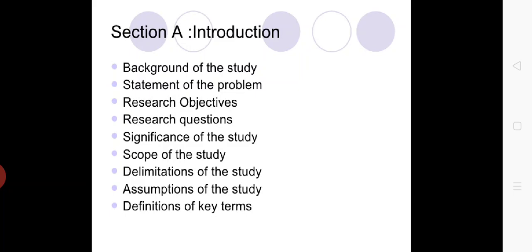So in the introduction part, what you need to add in your research proposal is the background of the study, statement of the problem, research objectives, research questions, significance of the study, scope of the study, delimitations of the study, assumptions of the study, and definitions of key terms. These are the things which you need to include in the introduction part of your research.